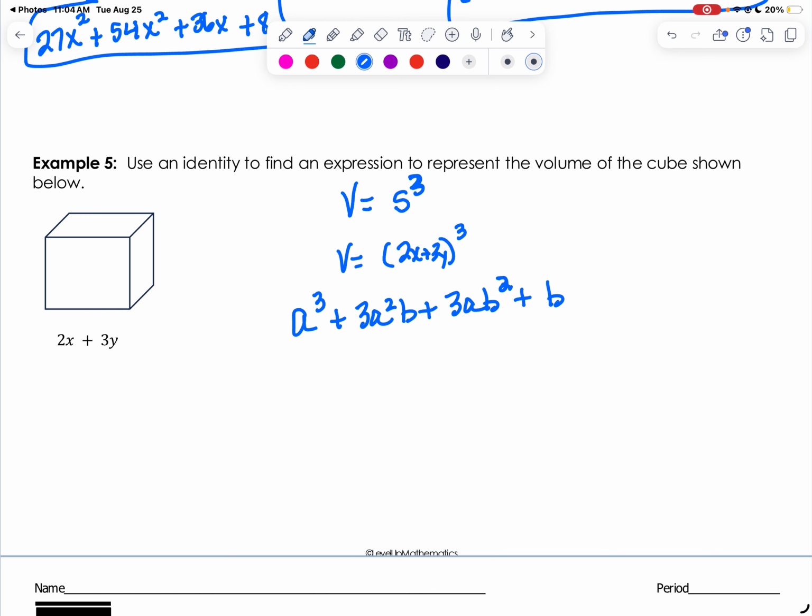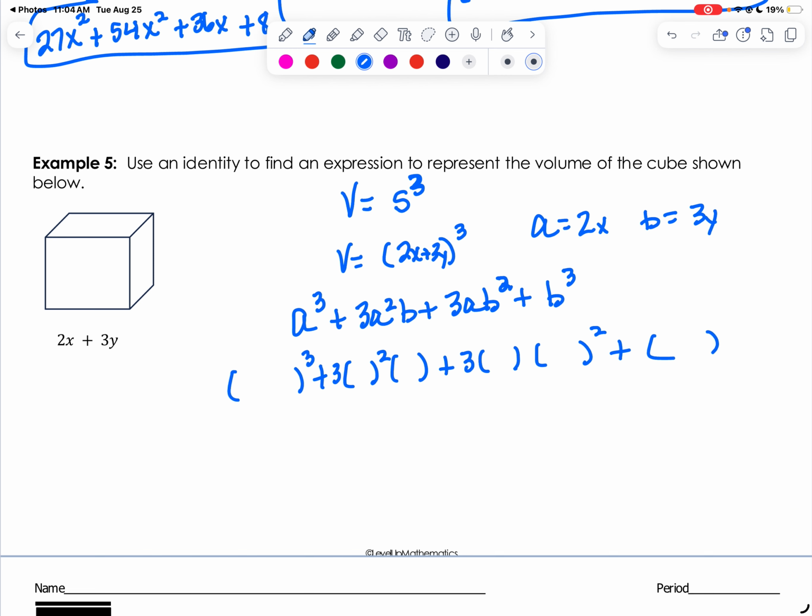Now, we can use our identity here, which is a cubed plus 3a squared b plus 3ab squared plus b cubed. Our a term would be 2x, and our b term would be 3y. So let's replace our variables here with parentheses. And we'll plug in a 2x here, here, here, and a 3y here, here, and here. All right, let's see what we get.